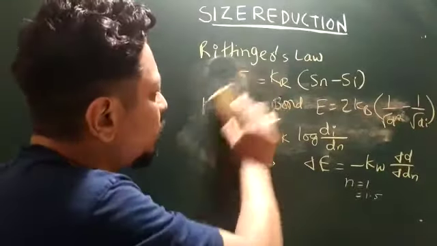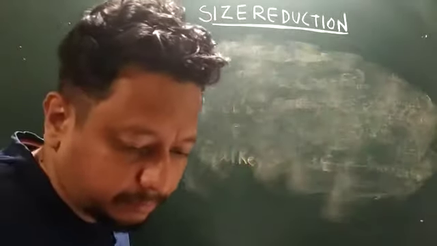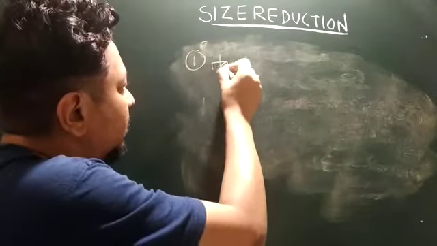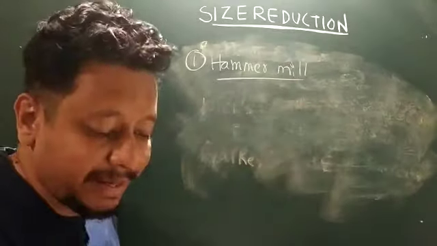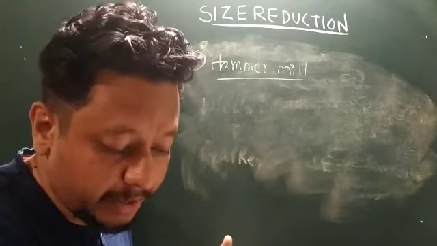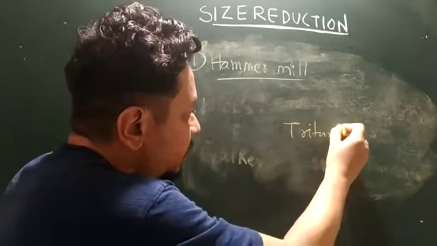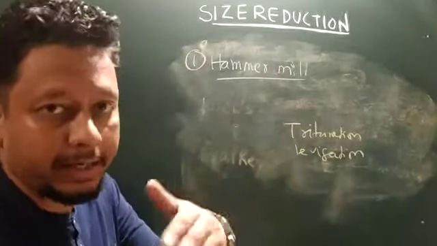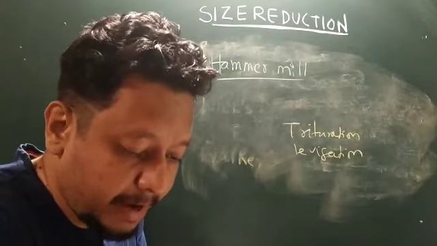Now let us go with the equipments used for size reduction. Okay, so equipments used. The first one is the hammer mill. But before going to the equipments, let us discuss the mechanism of size reduction. Number one, cutting. Number two, compression. In compression, you have two parts: trituration and levigation. Levigation you do on a tile while preparing a paste. Then you have impact, then attrition.